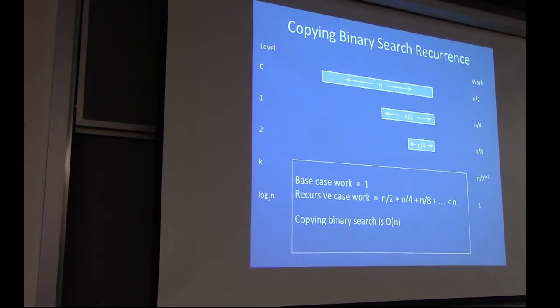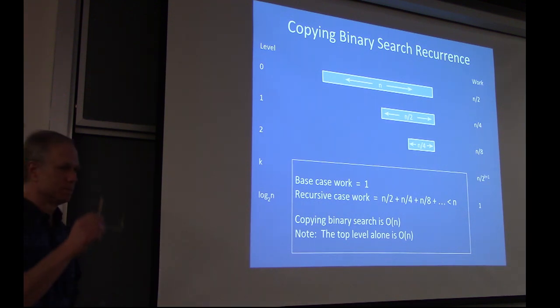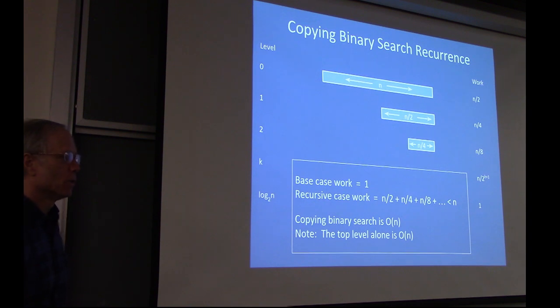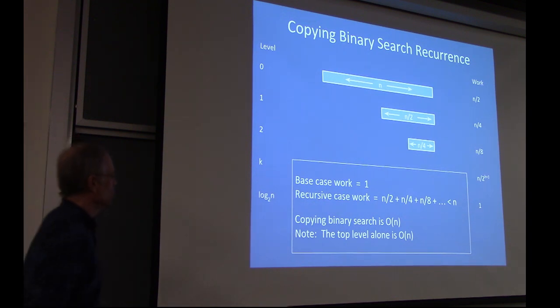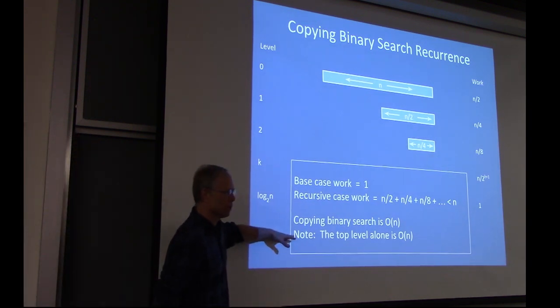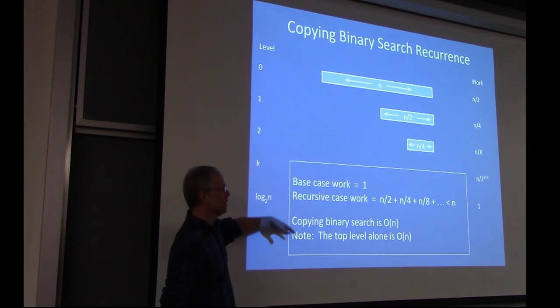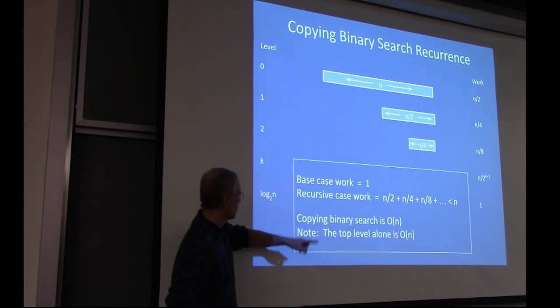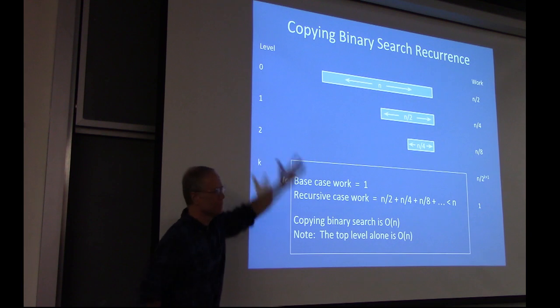Okay? Not too bad. Notice the top level all by itself is O of n. So that's what's unique, that's what's interesting about this case. I'm going to look at 2 other cases, but in this case, it was an algorithm structured so that the top level alone really dominates the algorithm.